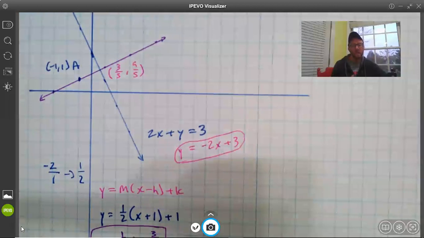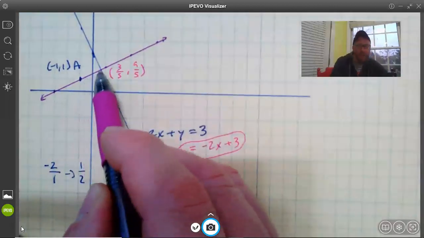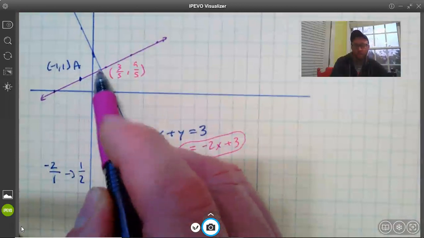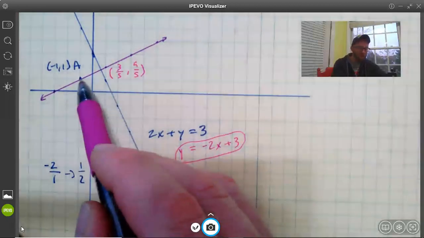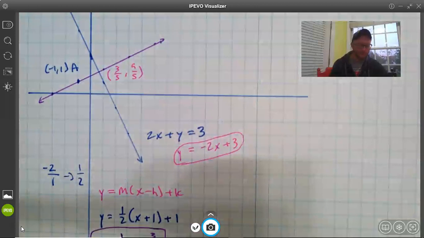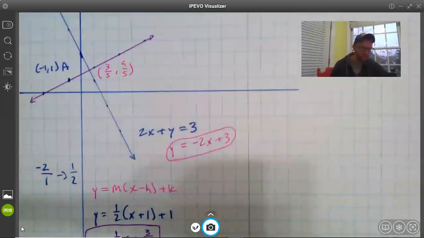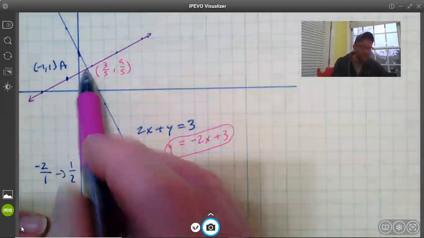Remember, a vector is just a movement in the coordinate plane, so I want to describe the movement from A up to the intersection point using a vector, and then I'll just double that vector. When I double it, it's going to mean up to here, and then that much further again, going in the same direction, so doing that same movement twice.